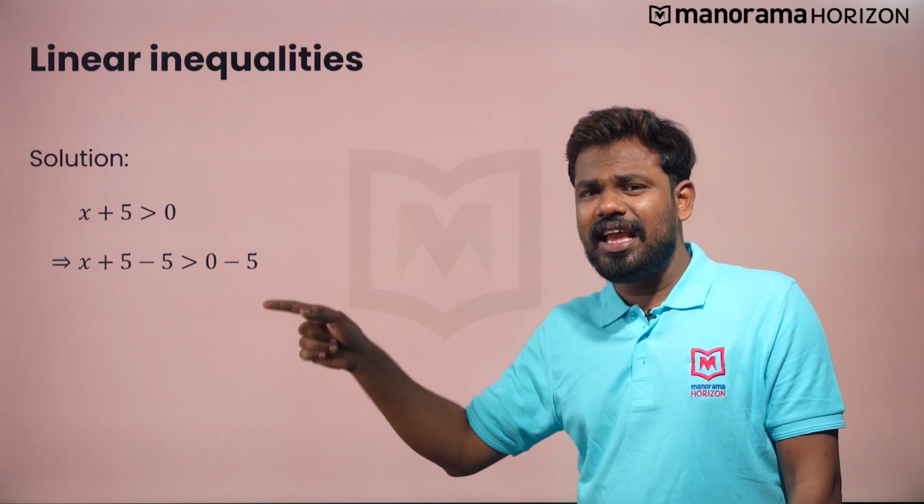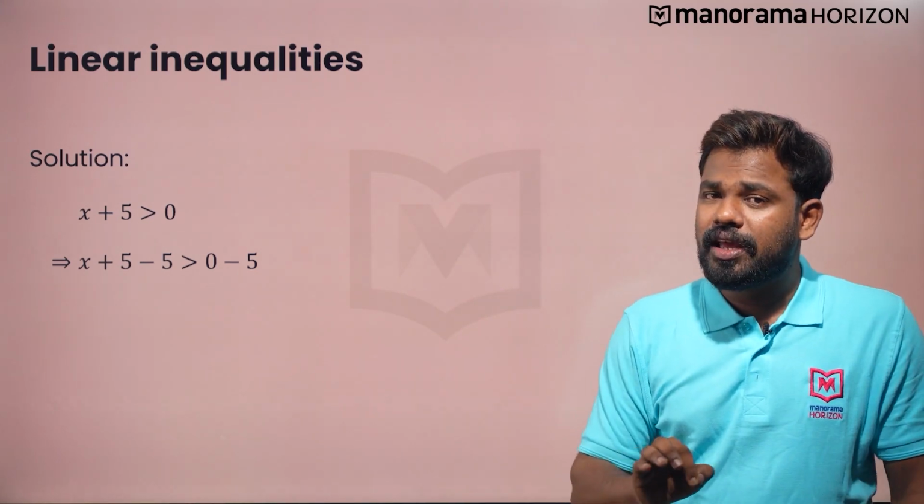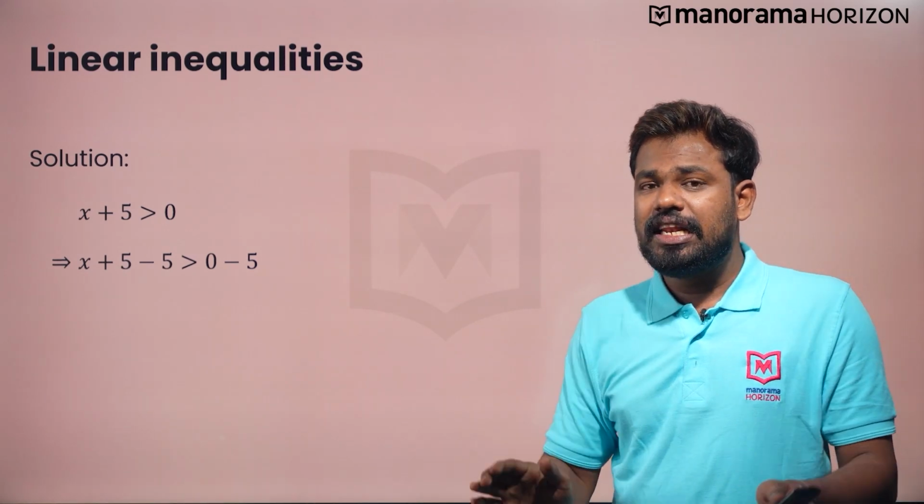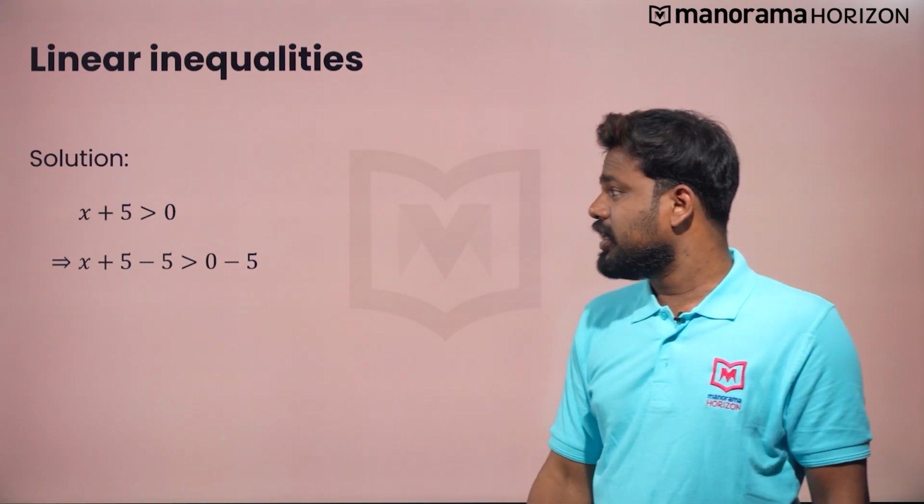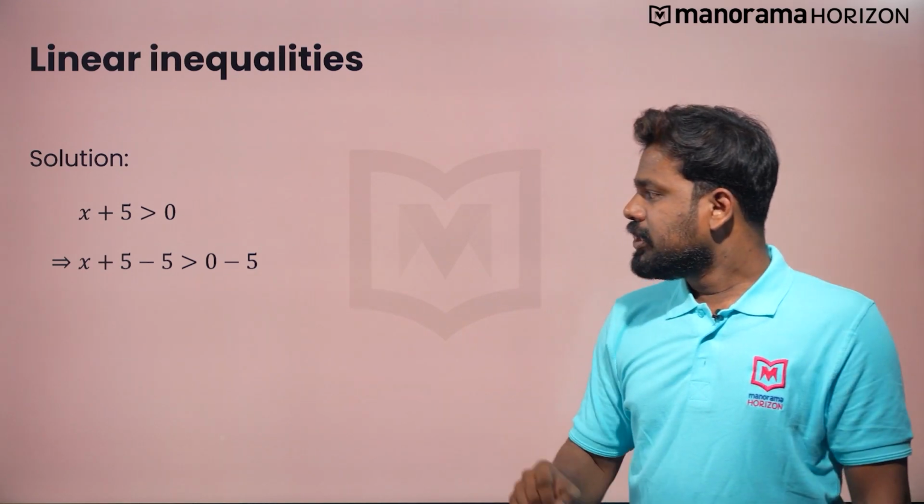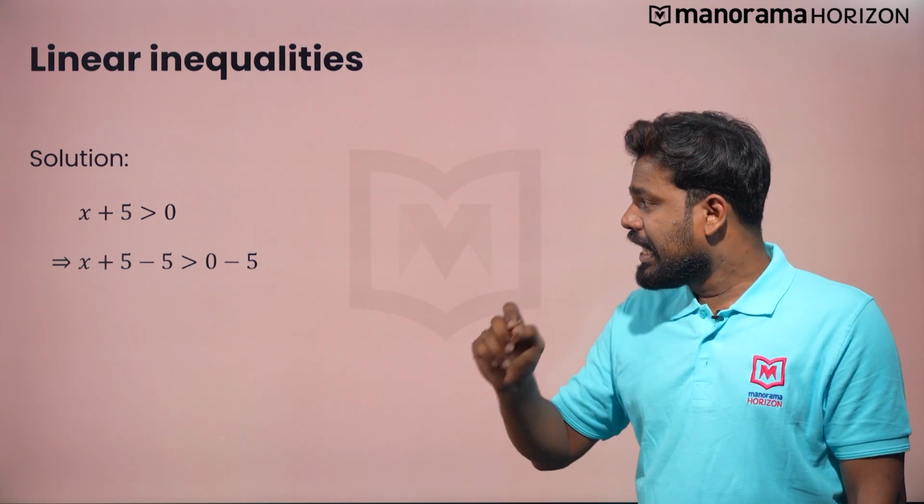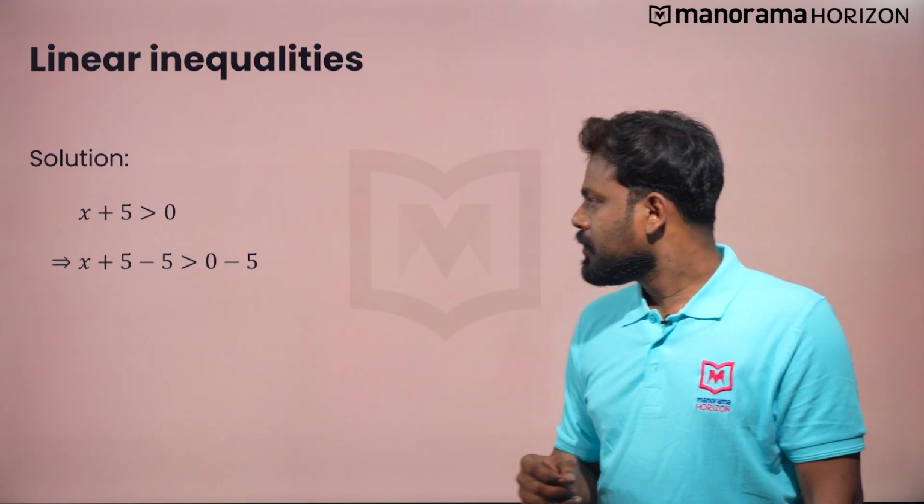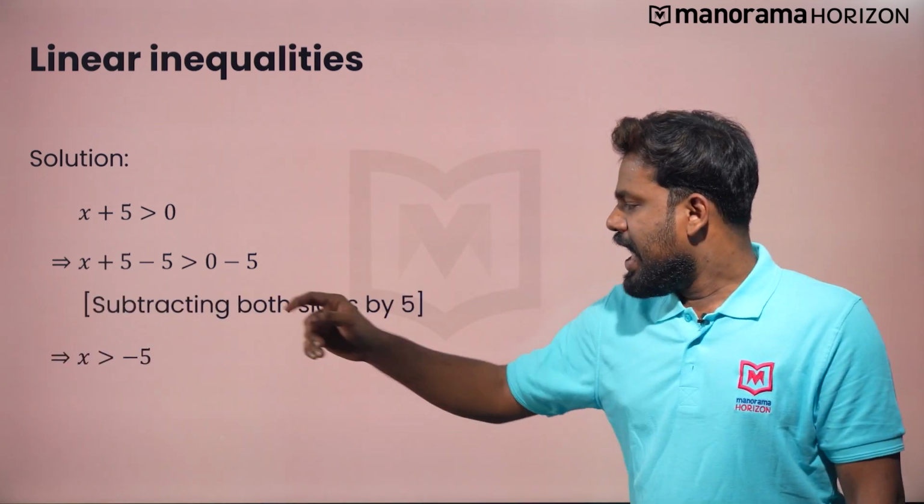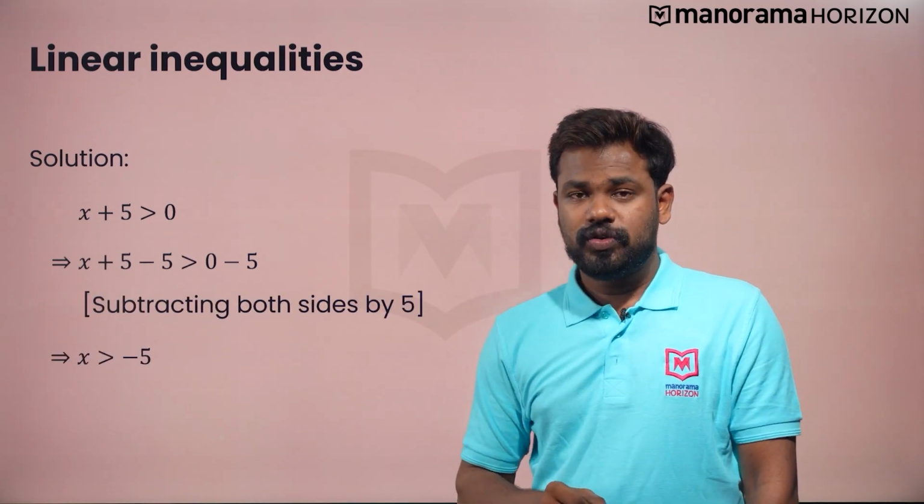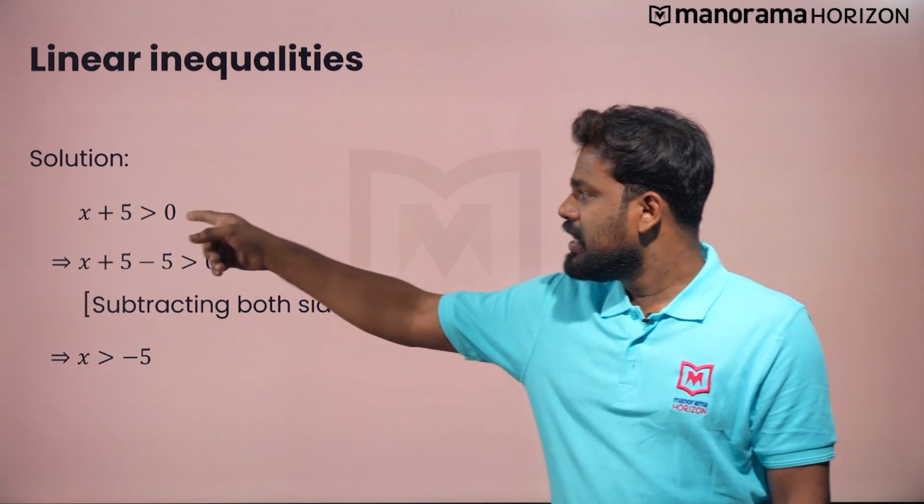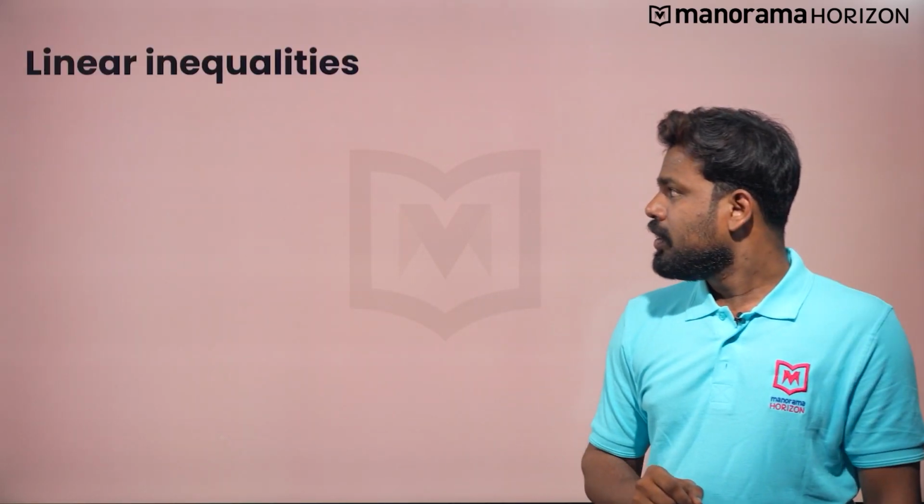I'm subtracting a number here. When I subtract a number here, what does not change? The linear inequation sign does not change. So it is still greater than here. So x plus 5 minus 5 greater than 0 minus 5. And you finally get x greater than minus 5. So that is the final solution of this linear inequality.